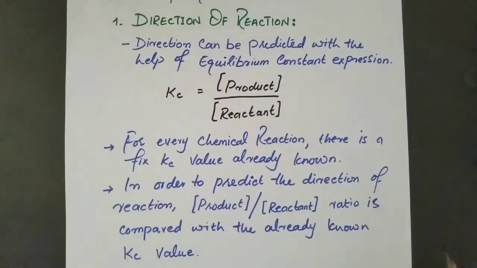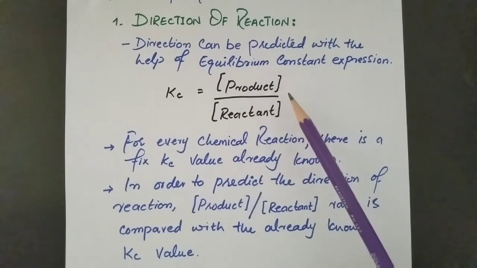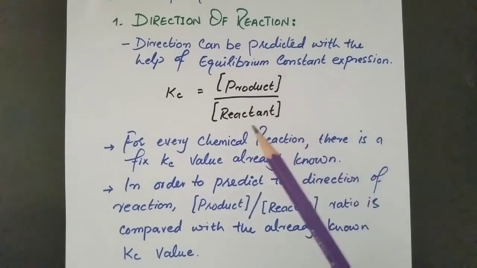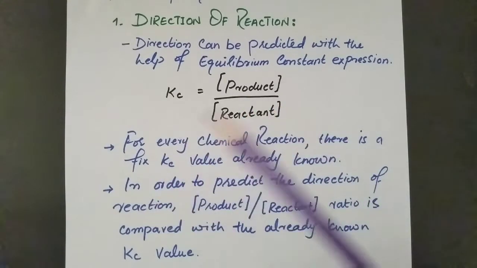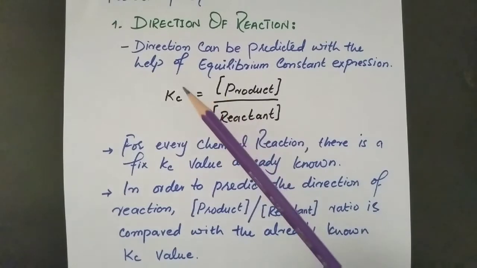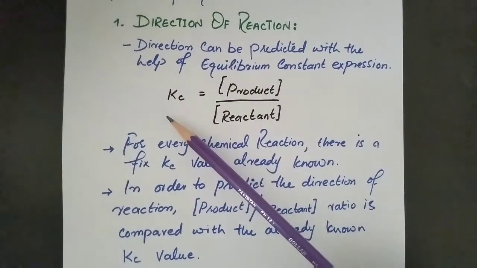So, predicting the direction of the reaction with the help of the equilibrium constant Kc, we can predict in which direction the reaction will be proceeding. For example, the direction of the reaction can be predicted with the help of the Kc expression, product over reactant concentration. We can calculate the Kc value with this expression, and by knowing the Kc value we can predict the direction of the reaction.